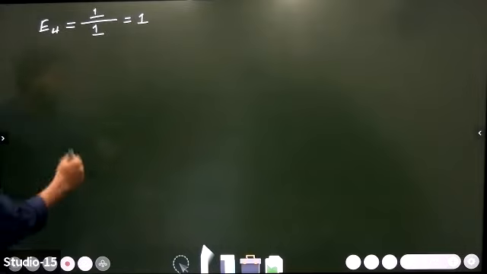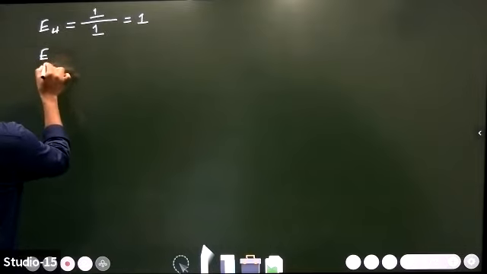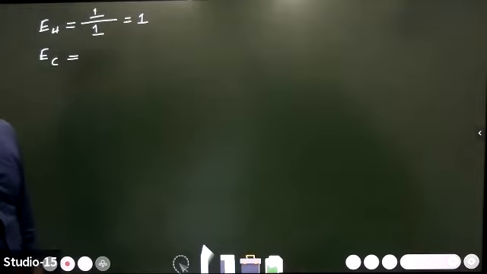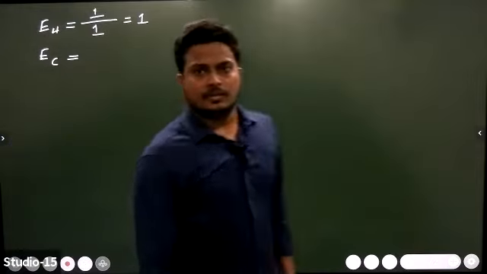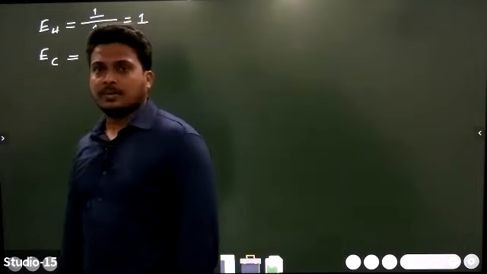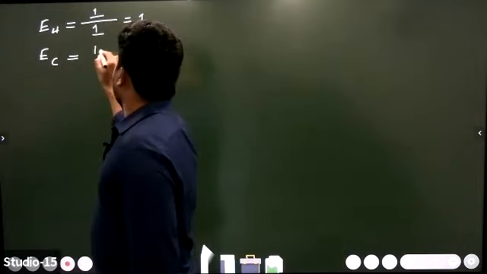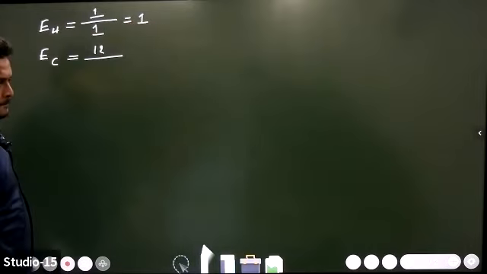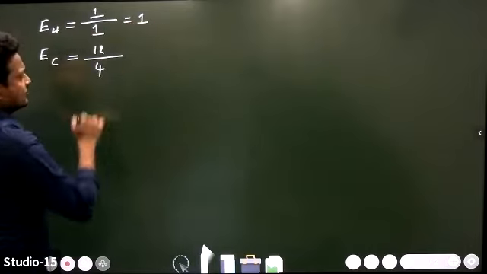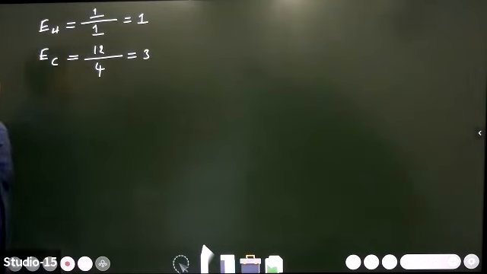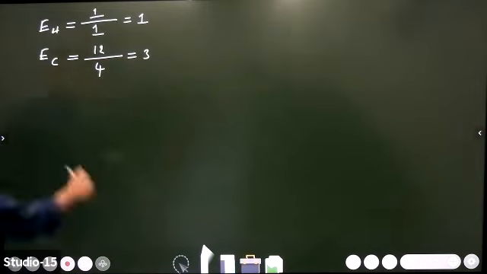Now calculate the equivalent weight of carbon. Carbon belongs to fourth A group. So the atomic mass of carbon is 12. Valency of carbon is its group number, carbon belongs to fourth A. So 12 by 4 is equal to 3. Equivalent weight of carbon is 3.